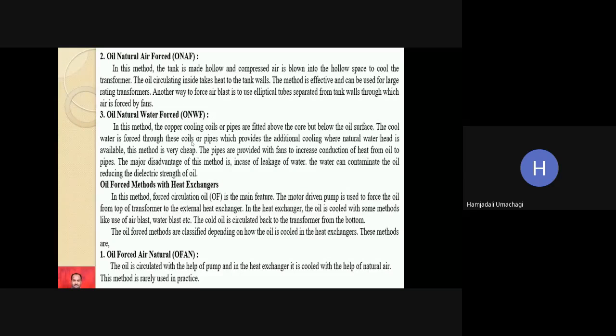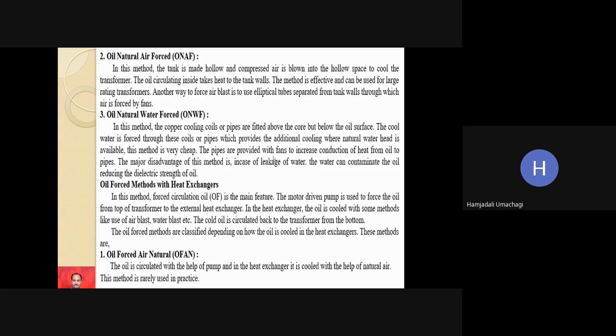So whatever cold water will be there will be forced through the pipes made up of copper, and these pipes will be placed above the core which is heated now, or pipes which provide additional cooling where natural water head is available. This method is very cheap because water is cheaply available. For that sake, this method is very feasible.